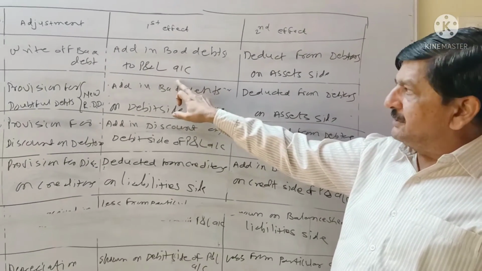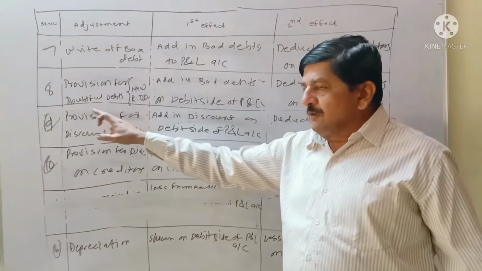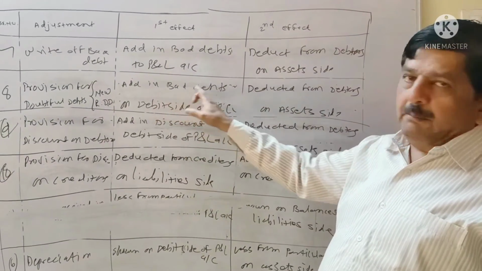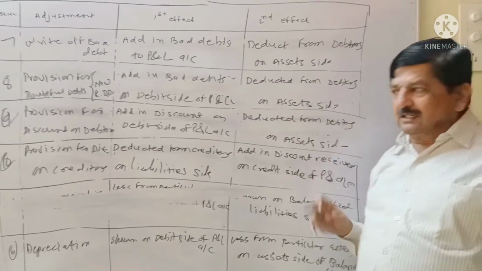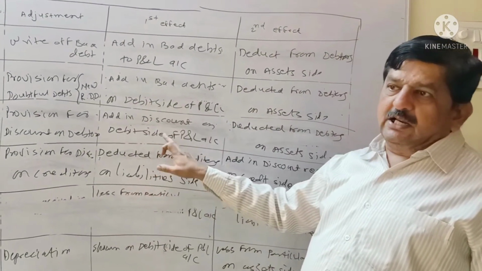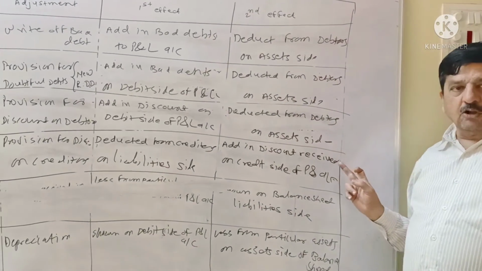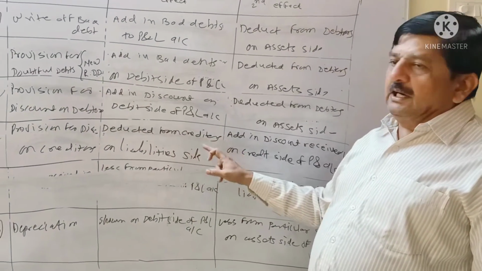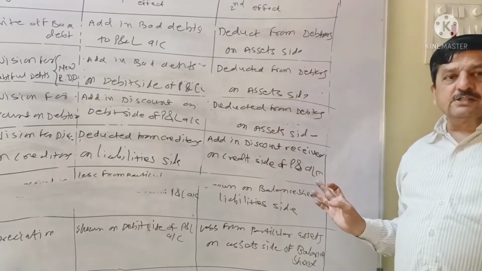So, to summarize: write off further bad debts, new bad debts, add to bad debts on the debit side of the P&L account, and deduct from the sundry debtors on the asset side. Provision for doubtful debts, if given in the adjustment, known as new RDD: add to bad debts on the debit side of the P&L account and deduct from the sundry debtors on the asset side. Then provision for discount on debtors: add to discount allowed on the debit side, and deduct from the debtors on the asset side. Provision for discount on creditors: deduct from creditors on the liability side, and add to discount received on the credit side of the profit and loss account.